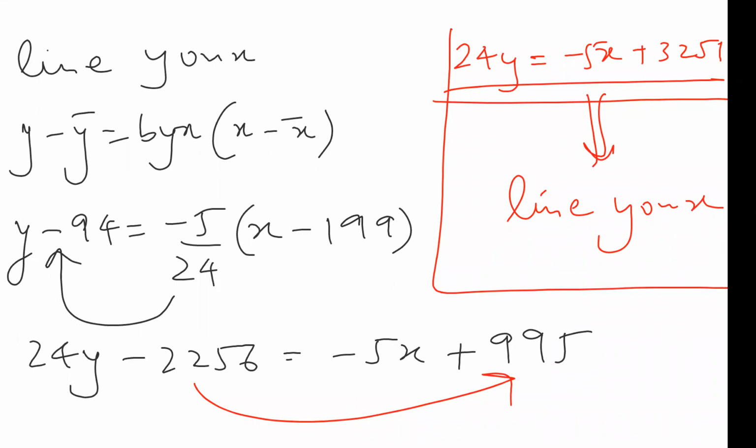Line x on y you can manage on your own. You can just solve it for yourself. It's the same thing, but with a few changes. Instead of byx, bxy will come, and then x minus x bar is equal to bxy times y minus y bar.